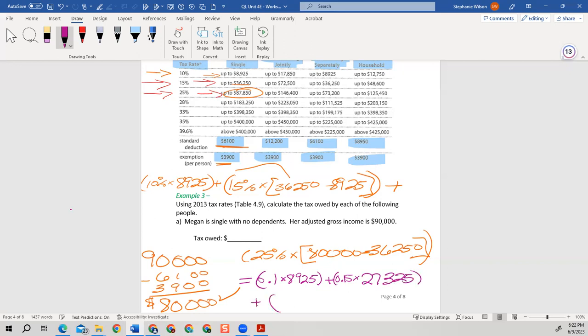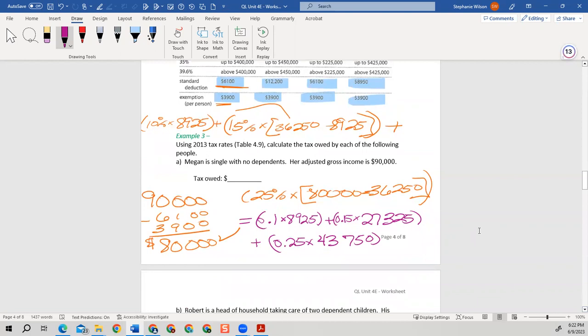I'm going to add that to 0.25 times. Now the total amount that was her AGI is 80,000, or taxable income, not AGI, her taxable income. We're going to subtract that from what was taxed previously at 15%, which is 36,250, and now 25% of her income, which is that 43,750, is taxed. Now, I hope this makes sense. So this is something you have to practice.